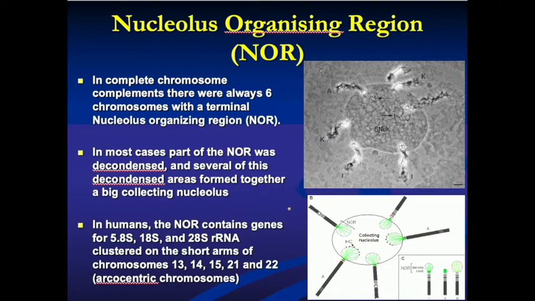In humans, the NOR contains genes that encode for 5.8S, 18S, and 28S rRNA, clustered on the short arm of chromosomes 13, 14, 15, 21, and 22. These are all acrocentric chromosomes. You're going to learn more about how these rRNAs are important to make the ribosome. You're going to learn more about this in lecture 5.